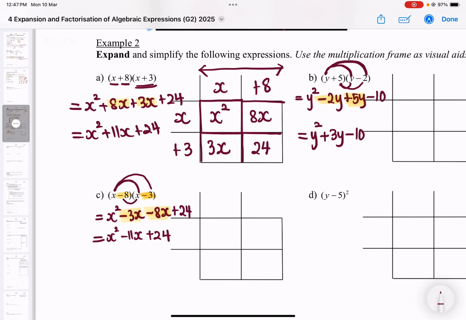You can try the questions on page 65, practice 2a and 2b on your own.